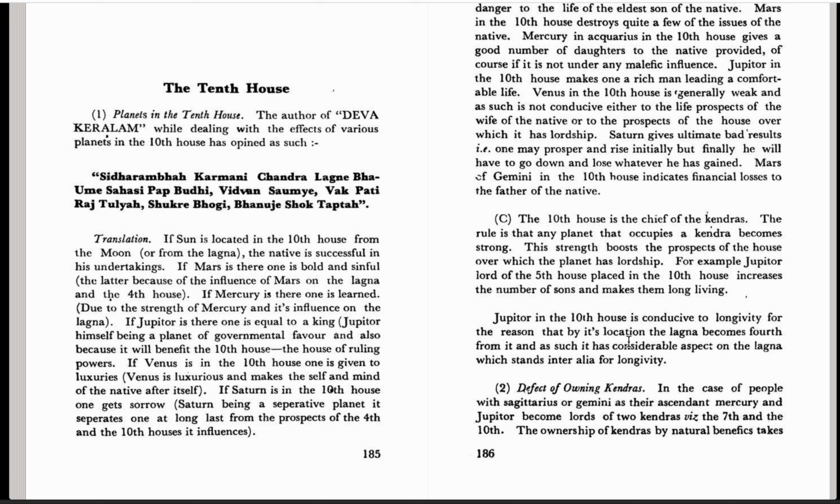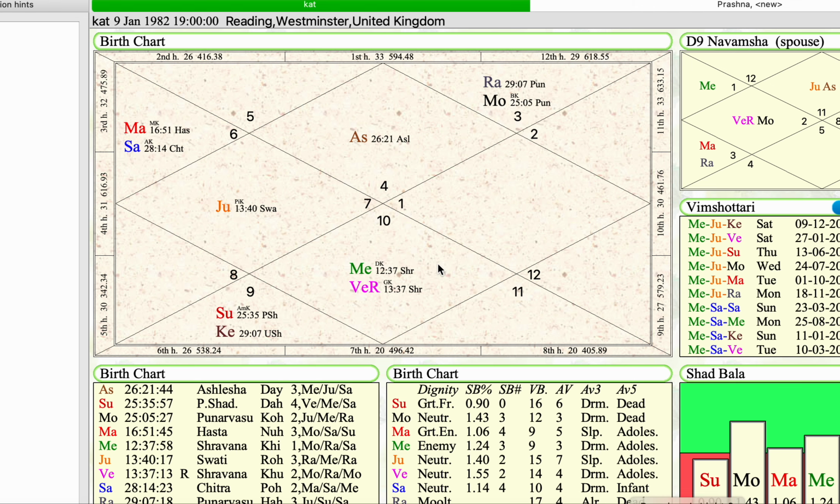So Jupiter in the 10th house is conducive to longevity, for the reason that from its location the lagna becomes fourth from it, and as such it has considerable aspect on the lagna, which stands inter alia for longevity. See, anything fourth from Jupiter will be prospered, because Jupiter is exalted in the fourth house.